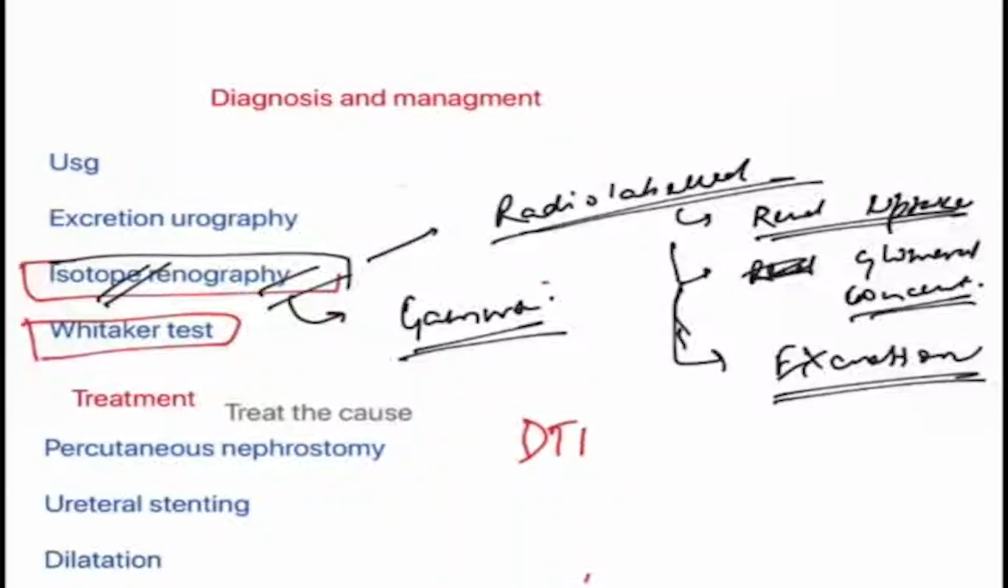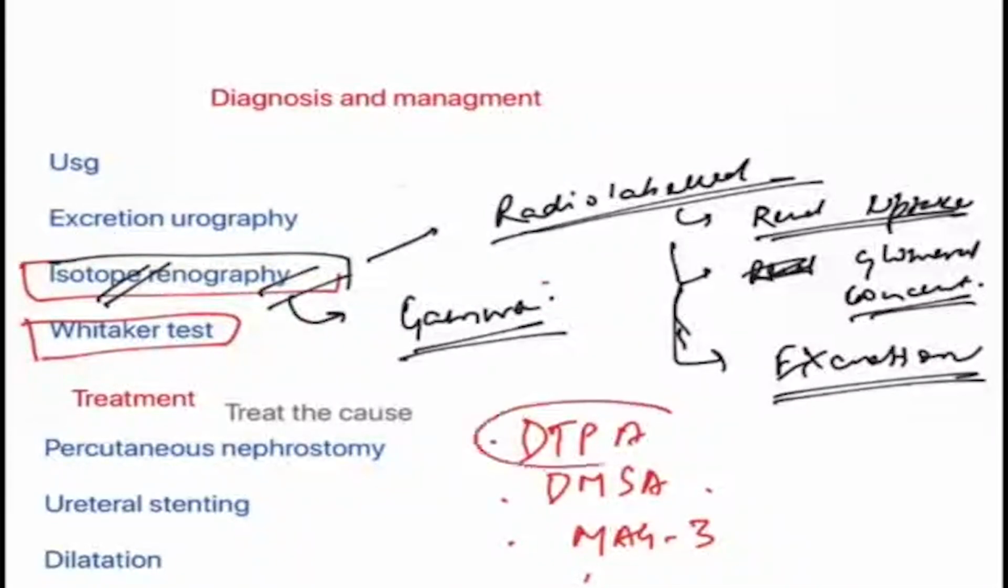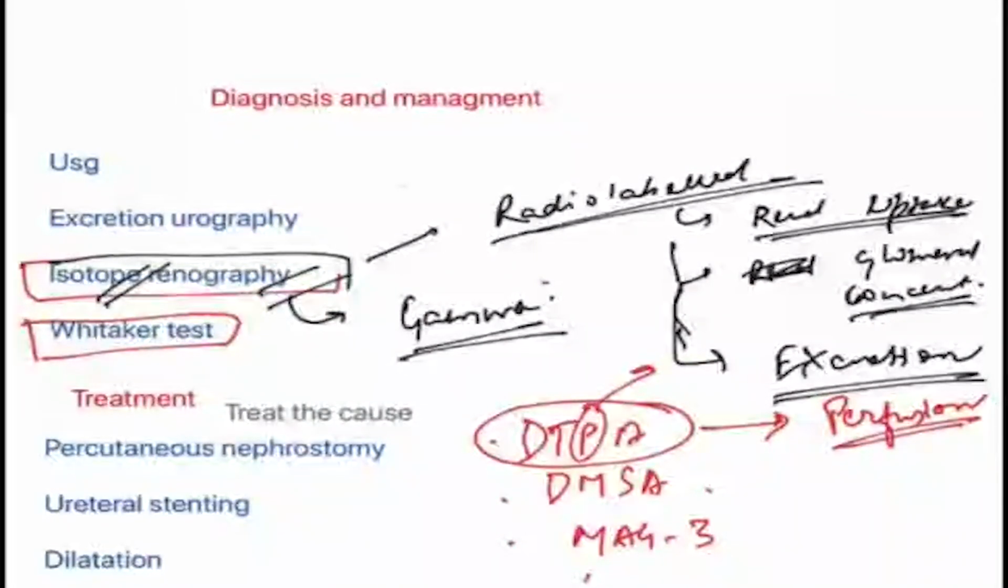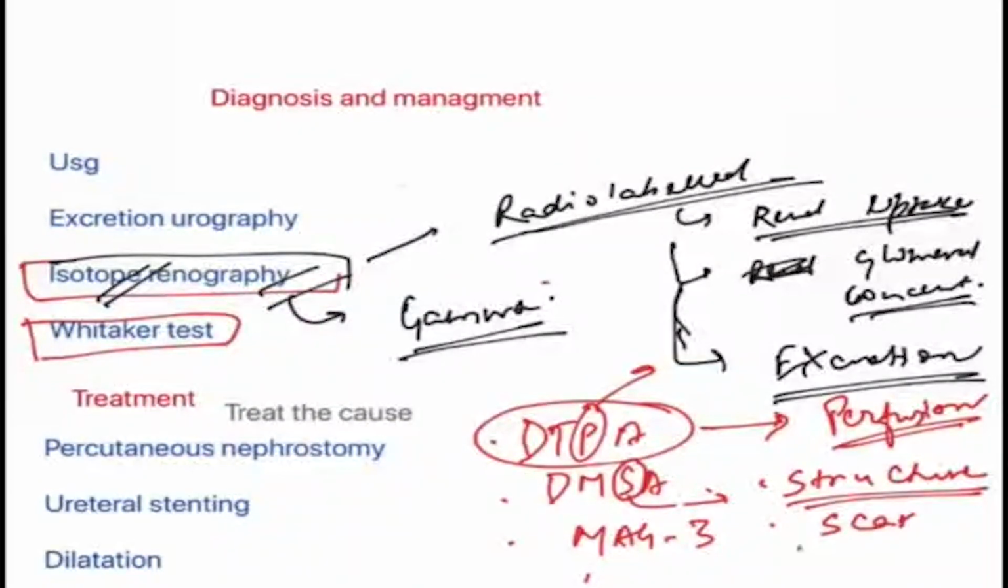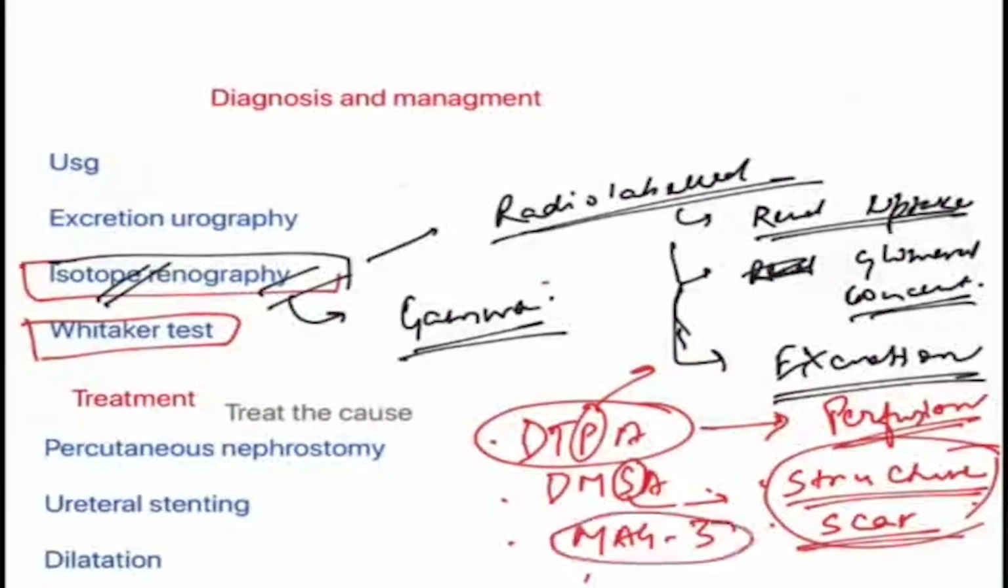There are three types of isotope renography: DTPA, DMSA and MAG3. DTPA is most commonly used, and this is done to see the perfusion of kidneys: which kidney is perfused, and how much. DMSA is for seeing the structure of kidneys. It can also be used to see scar tissue, that is, previous renal surgery.